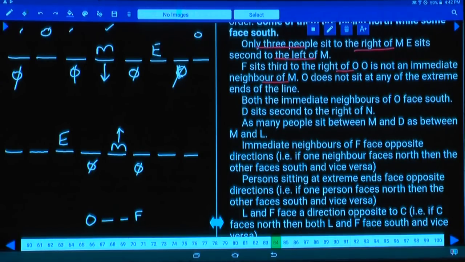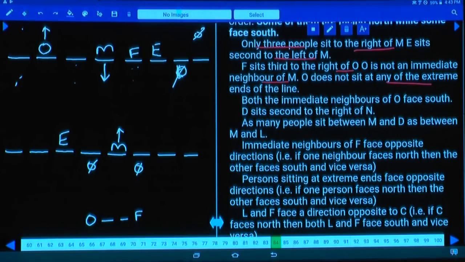Isn't it? Then O does not sit at any of the extreme ends of the line. As O does not sit at any of the extreme ends of the line, this is also ruled out. Finally, we are left with this one. If O is here and F sits third to the right of O, F will be here. If F is seated third to the right of O, this O must be facing towards which direction? This O must face towards north. Clear now? O is facing towards north. Then coming to the second arrangement.